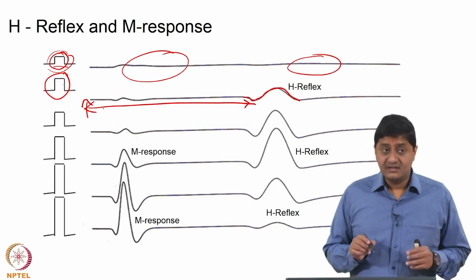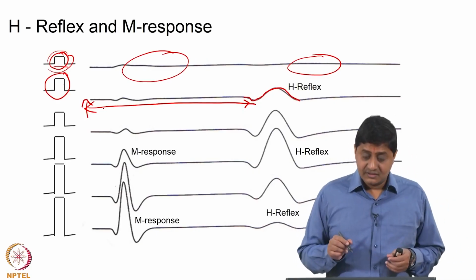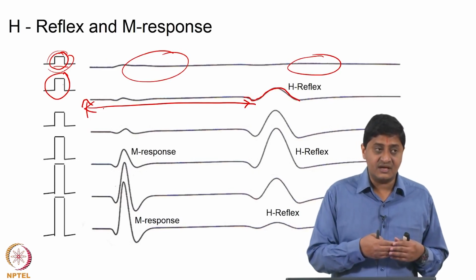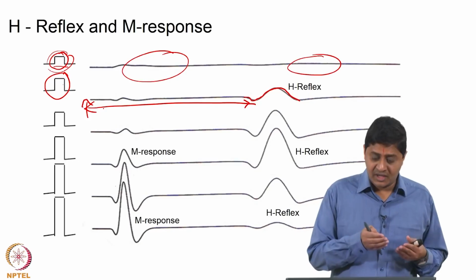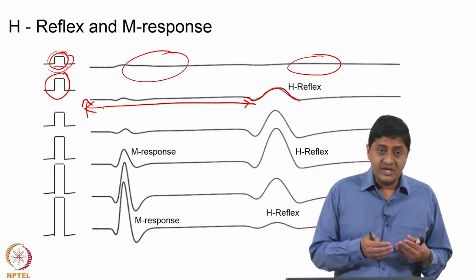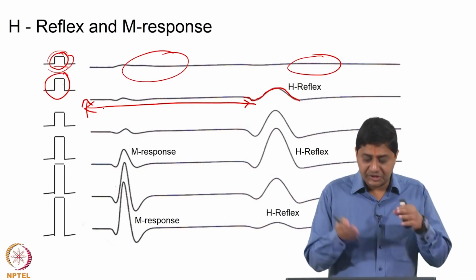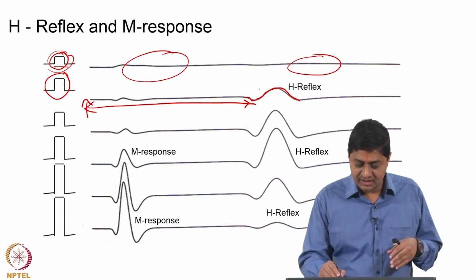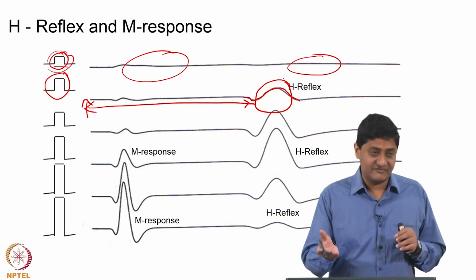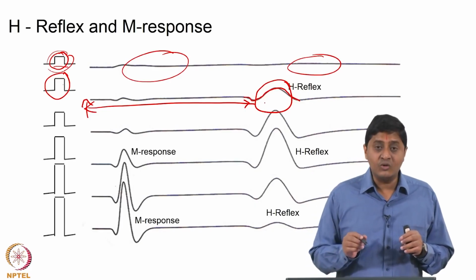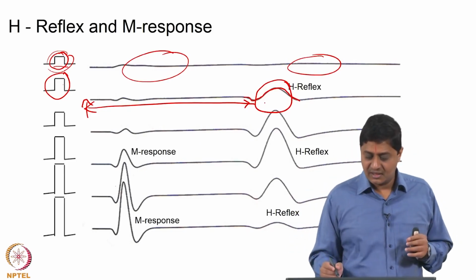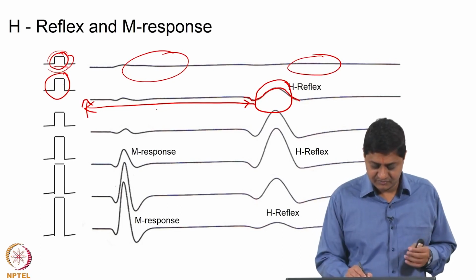And what is this response? How is this caused? This is due to the firing of the 1A afferent that excites the alpha motor neuron, and the alpha motor neuron causes a muscle contraction, whose electrical activity, or the local field potential of that muscle contraction, is measured here. Okay. So, this is not actually measured at the neuron, this is measured at the muscle level. So, this is the net output of the system that is measured at the muscle level, that happens at some delay, some latency. Okay.